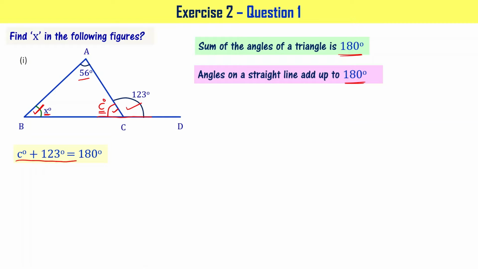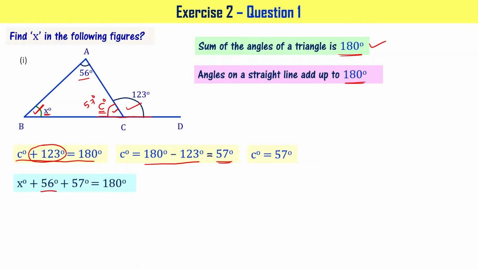This is a linear equation in one variable. So let me transpose plus 123 onto the other side so that it becomes minus 123. Let me write it as C degrees equal to 180 minus 123, that is equal to 57. Now you know the value of this, right? We can now apply the first statement. It says that sum of the angles of a triangle is 180 degrees. When you use that, you can say that x plus 56 degrees plus 57 degrees equal to 180 degrees, right?